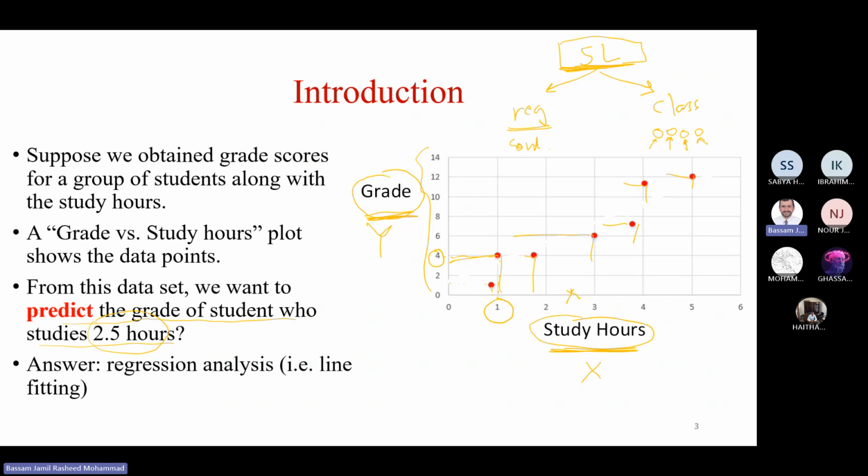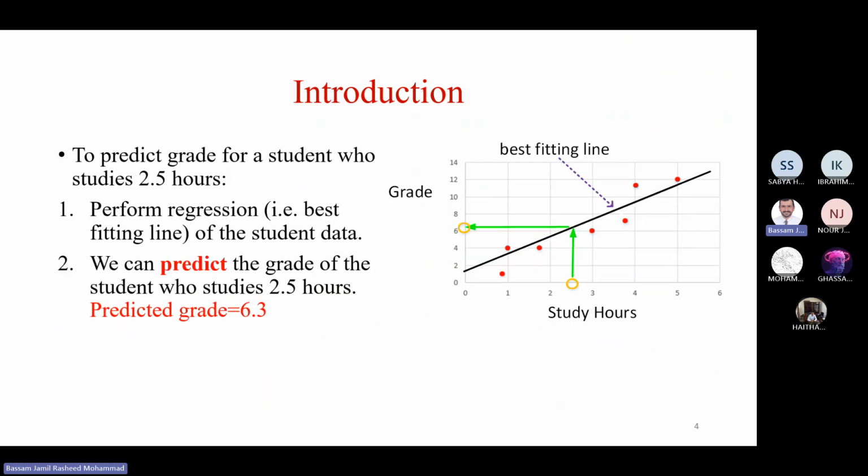Now, in terms of regression, as we said, our output is continuous. And to answer this question, which is to develop a model that predicts the grade for any hours, we will do regression analysis or line fitting. So now to predict a grade for a student who has studied for 2.5 hours, we perform regression analysis or line fitting, and then we can predict the grade of the student. Notice this is the line fitting that I did.